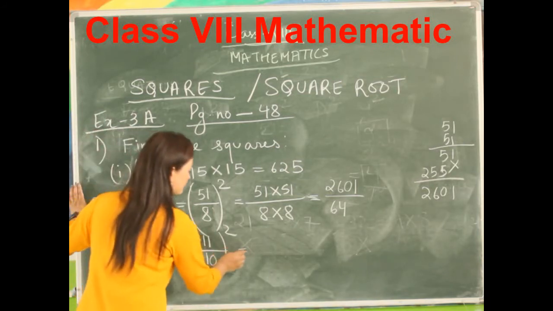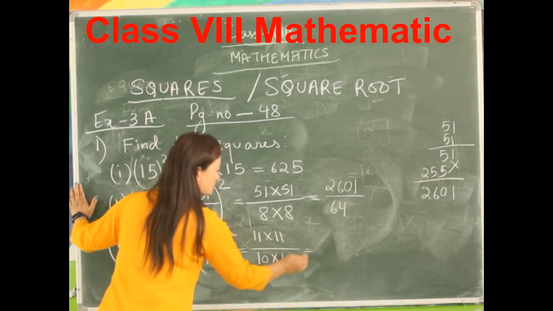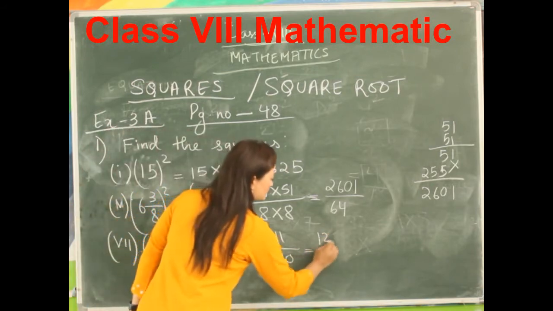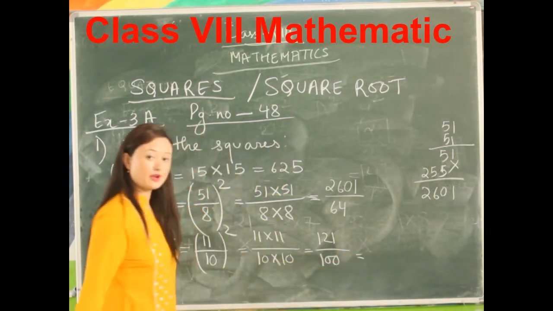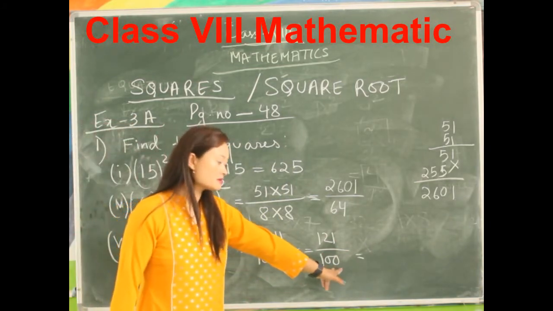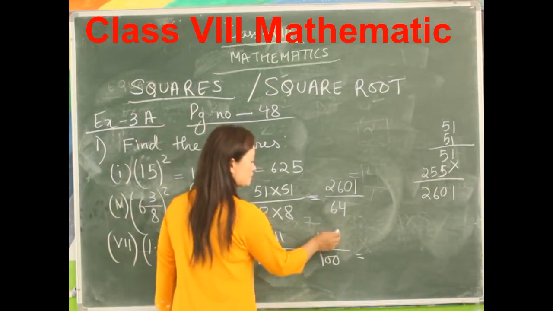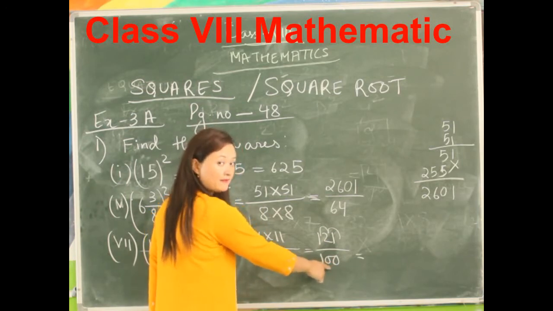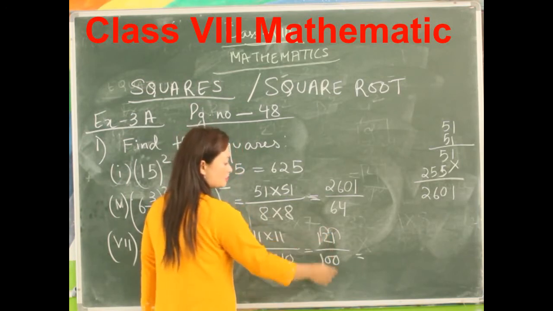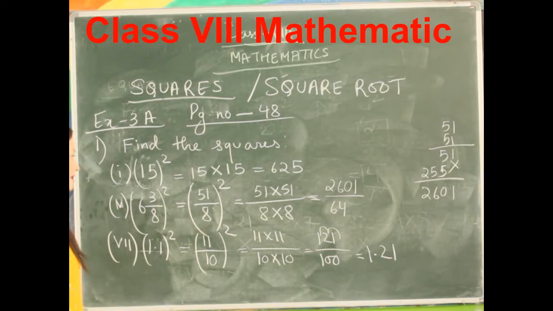And what is the square of 11? It's 11 into 11 upon 10 into 10. What's 11 into 11? 121. And what's 10 into 10? It's 100. And if we have to convert this into decimal, how many zeros do we have at the end? 2. So starting from your right hand side, you move towards your left. And how many steps? 2 steps. Because how many zeros do we have? 2. So 1, 2. So where will the decimal come? Between 1 and 2. So your answer is 1.21.